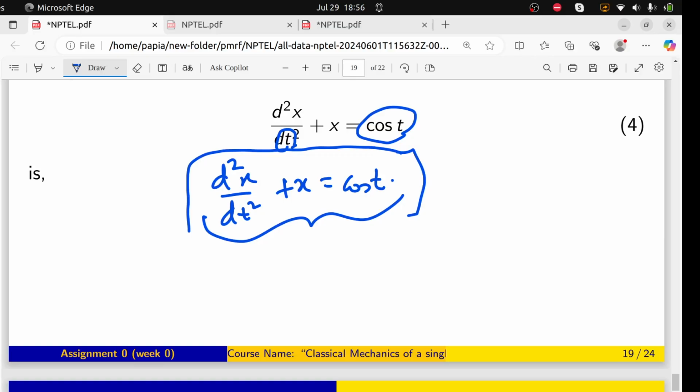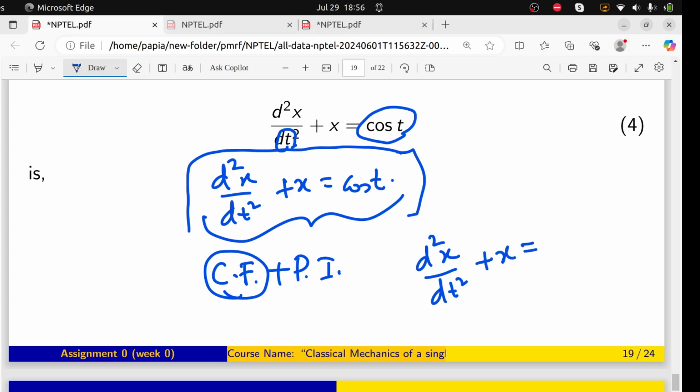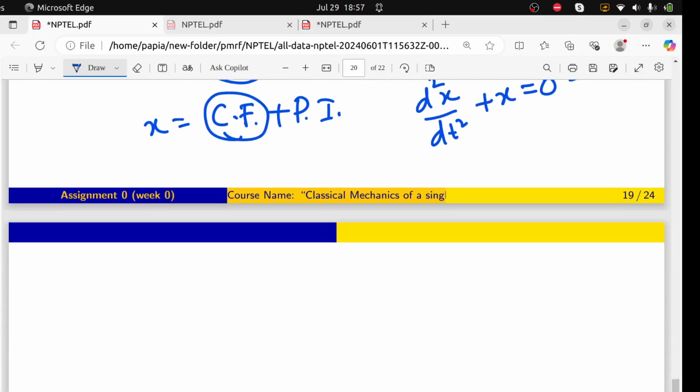So what I will do here, for this type of solution, there are two types of solutions. One is CF, complementary function, and PI, particular integral. So for CF, I need to write d2x dt2 plus x equals 0. That means whatever is there in the right hand side, I will put it as simply 0. That will give me the CF solution, complementary function solution. And our x will be CF plus PI. So first of all, let me calculate the CF part.